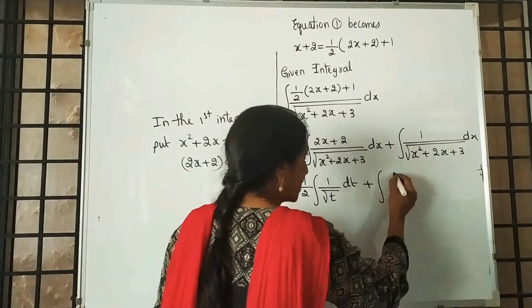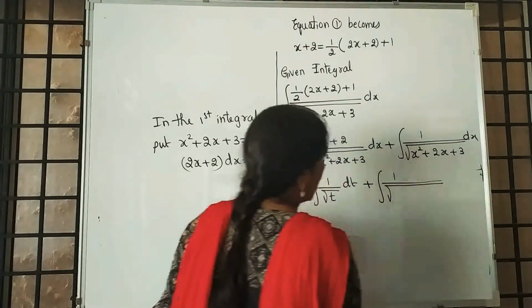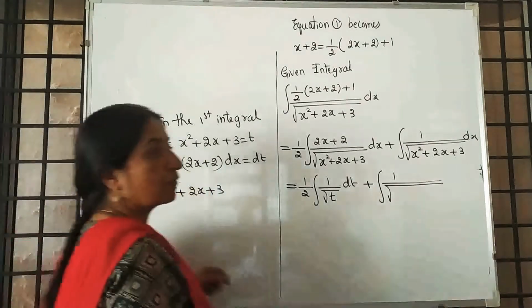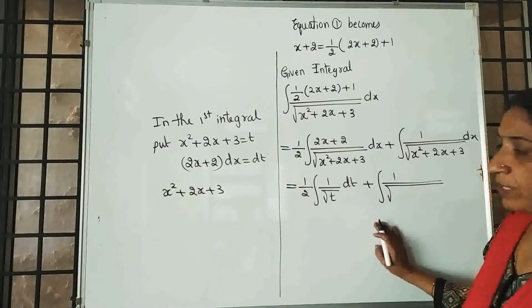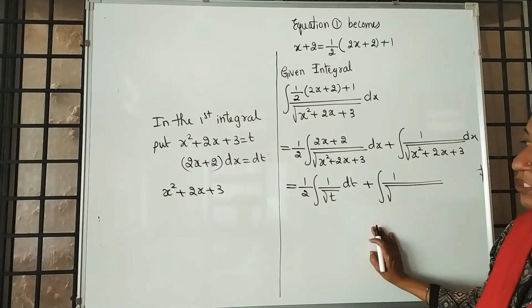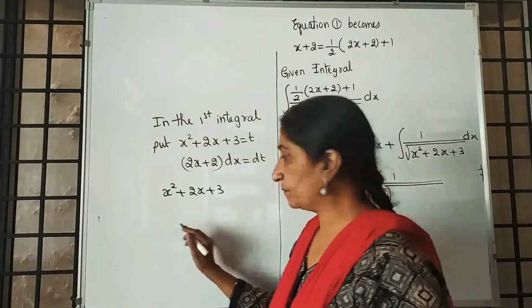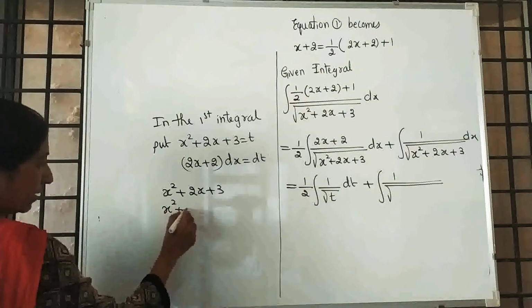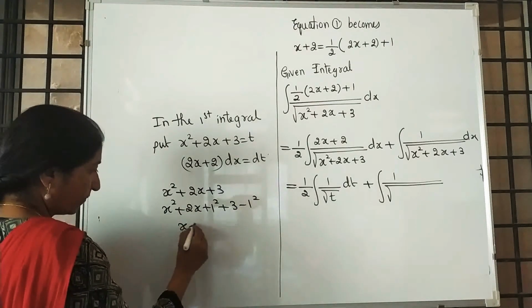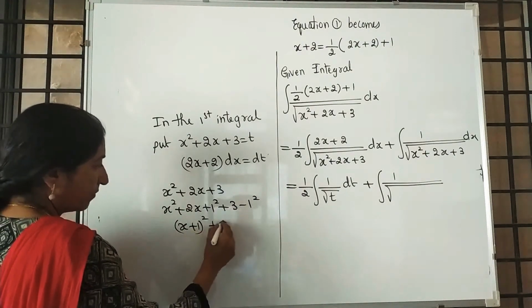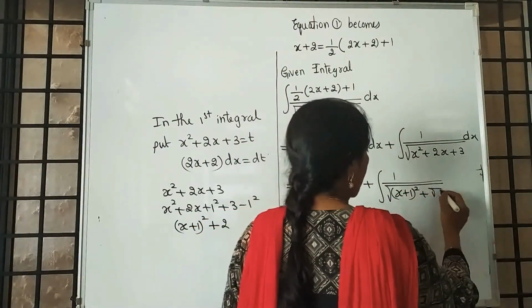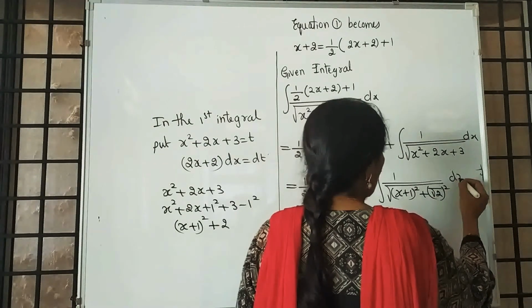And in the second integral we have to make it a perfect square. Are you familiar? Yes. x square plus 2x plus 3. First we have to see the coefficient of x square. Yes, coefficient of x square is plus 1. First step is over. Next, coefficient of x is 2. Half of that is 1. This is x square plus 2x plus 1 square plus 3 minus 1 square. This is x plus 1 whole square plus 2. So this will be written as x plus 1 whole square, 2 will be written as root 2 whole square into dx.